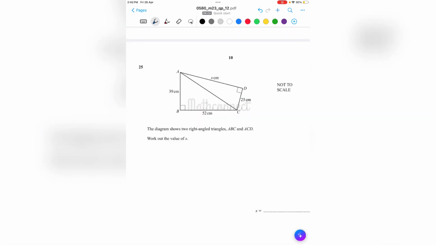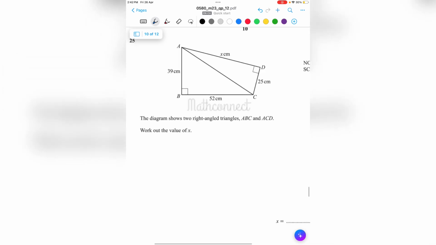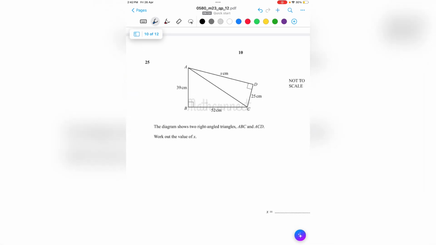Let's move to question number 25. We have a diagram which shows two right angle triangles, ABC and ACD. Work out the value of x. So this is what we have to find. To find this, let's start from the first triangle which is given over here, which is this one.